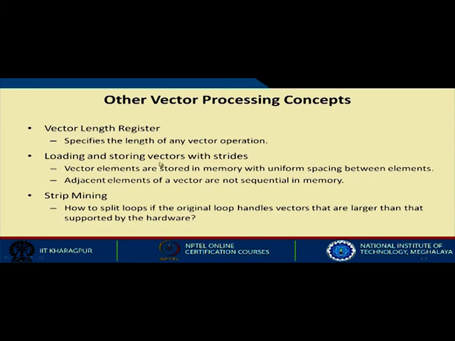The second one is loading and storing vectors with strides. Normally, when you are loading a vector from memory, you load from consecutive memory locations. The other option is to specify something called a stride or a gap. Let us say the gap is 10. The first vector element is loaded from, say, memory location 0, the second from 10, the third from 20, 30, 40, that is, at a gap of 10.